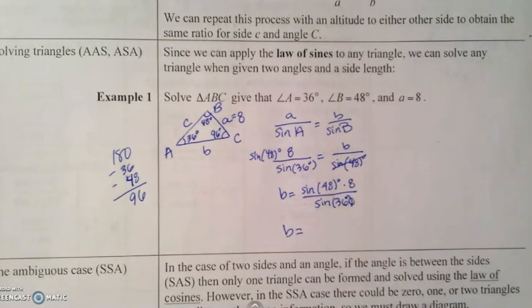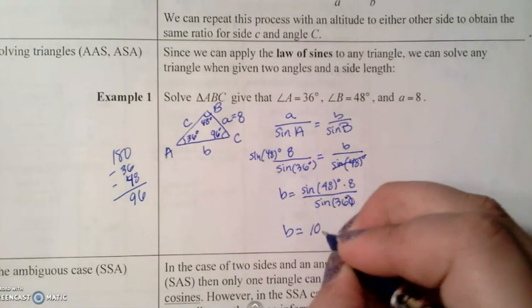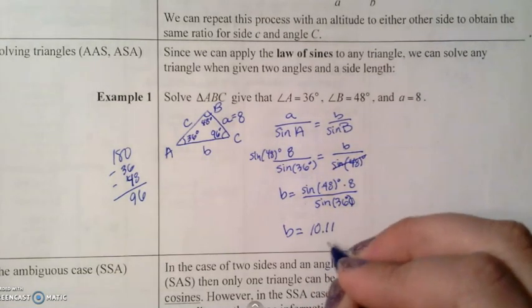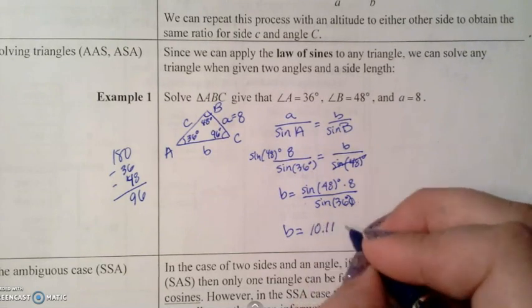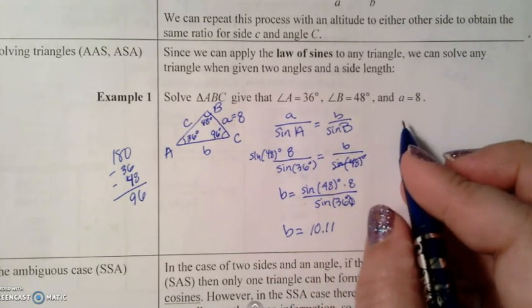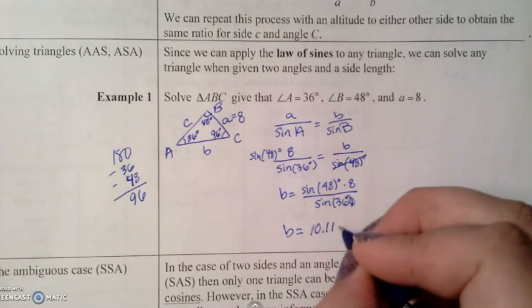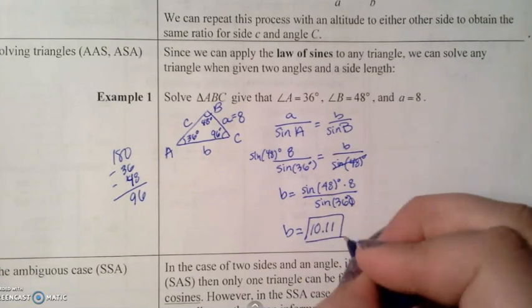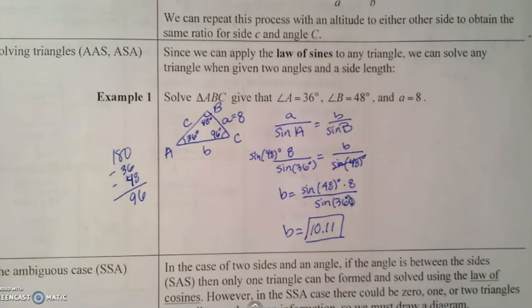Into the calculator it goes, and we end up with 10.11. Now this is not an angle, this is a side length, so this is whatever units of the side length, not degrees. 10.11. We're going to do the same thing for side c.